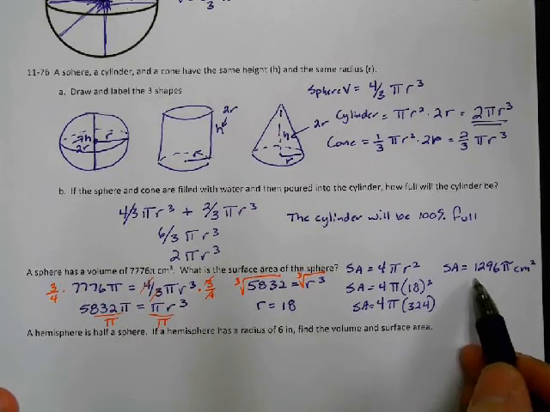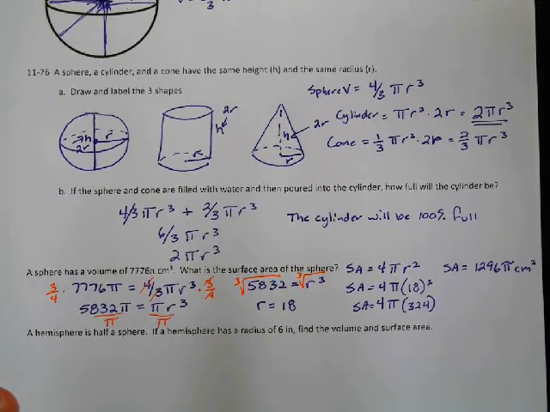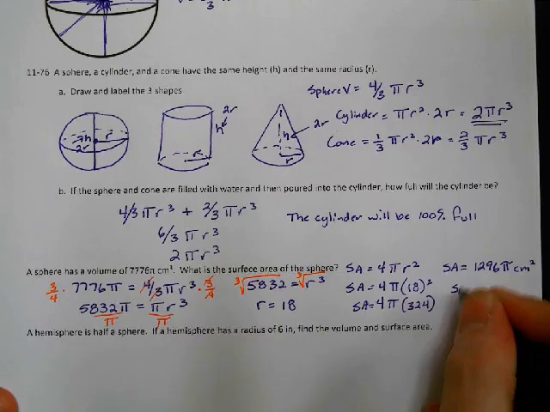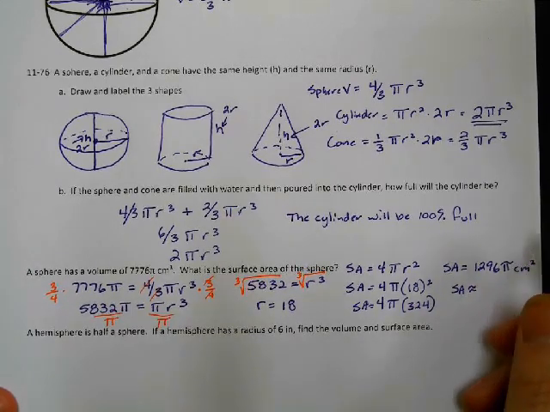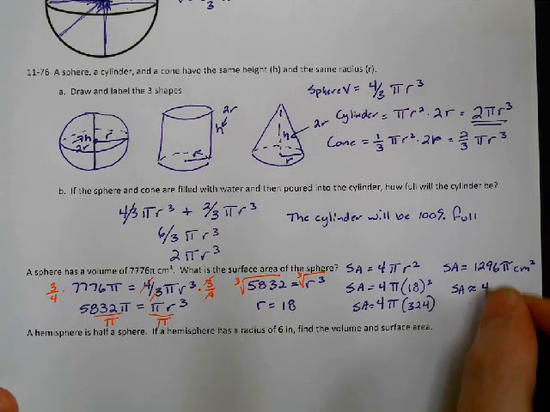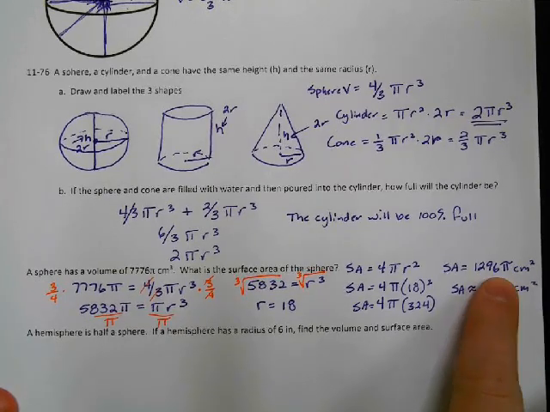If we wanted an approximate answer, we would just take 1296 and multiply it by pi, rounded to the nearest whole number. If you plug it into your calculator, the surface area is approximately 4,072. So the exact answer has pi in it. That number cannot be written down because pi goes forever. So it comes out to about 4,072.